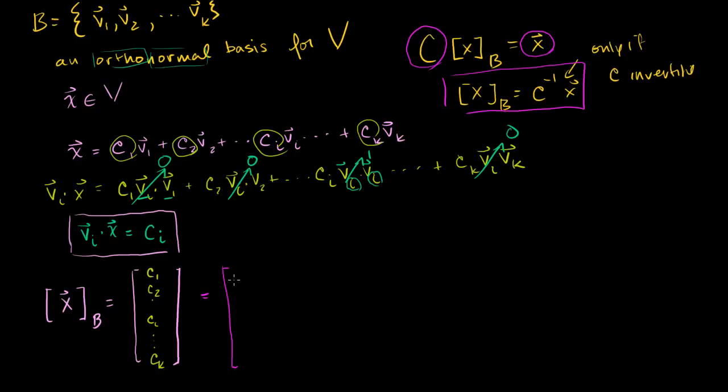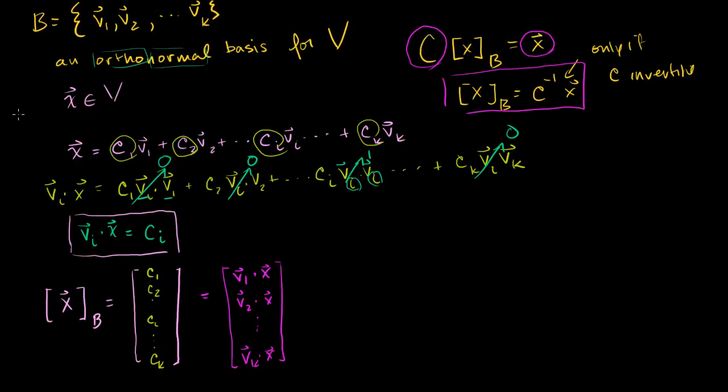c1 is just going to be equal to my first basis vector dotted with x, right? We say ci is just the ith basis vector dotted with x. So c1 is going to be the first basis vector dotted with x. c2 is going to be my second basis vector dotted with x. And you're going to go all the way down to ck, which is going to be my kth basis vector dotted with x. Now let me show you that this is actually easier.